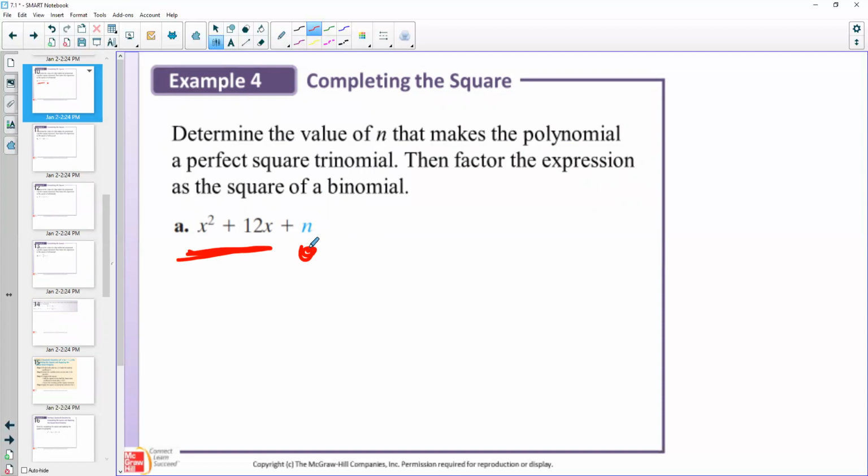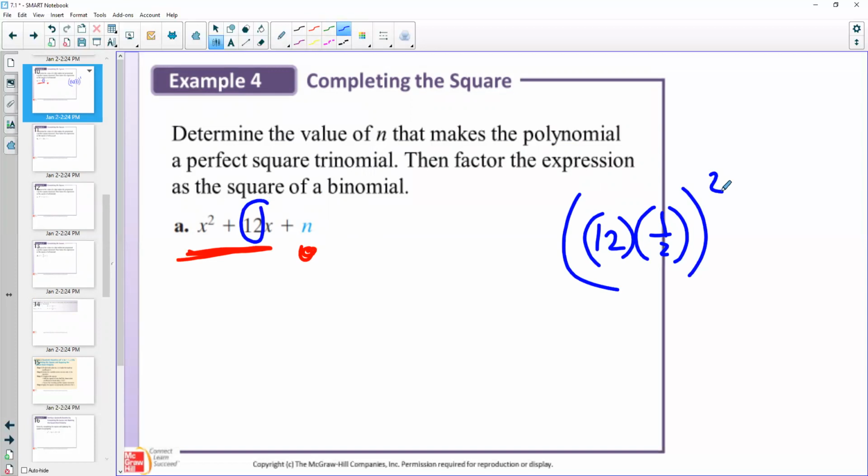We have to determine the value of n that actually makes that happen, and there's a way to do that. What we do is we take whatever the b value is. So here it's 12. We multiply it by half, or divide it by 2, same difference. And then we square that whole thing. Half of 12 is 6, right? 6 squared is 36. So that is the value that I'm going to put in here for n. So x squared plus 12x plus 36.